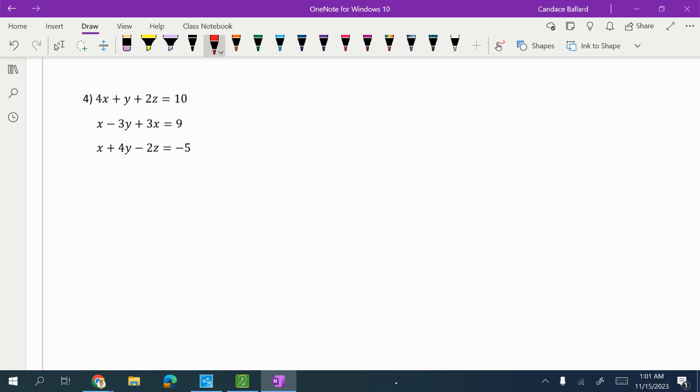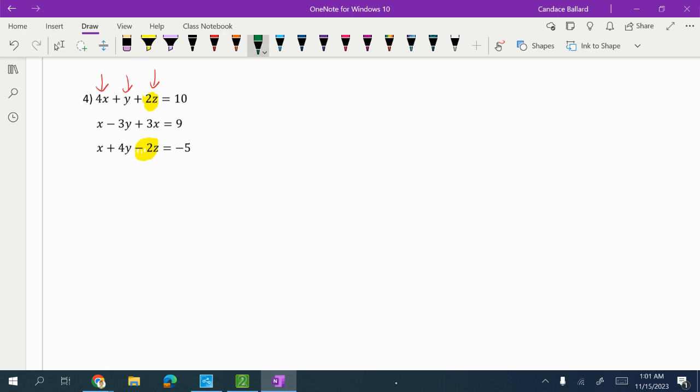So I'm looking down my x's and I don't see anything that fits that bill. The x with the 1 might be kind of nice. I could use that, but I'm going to keep going. I'm looking down my y's. I don't see the same coefficient but opposite signs. So I'm going to go look at my z's. And lo and behold, I have a 2z and a negative 2z. So I'm going to use that one and eliminate my z's first.